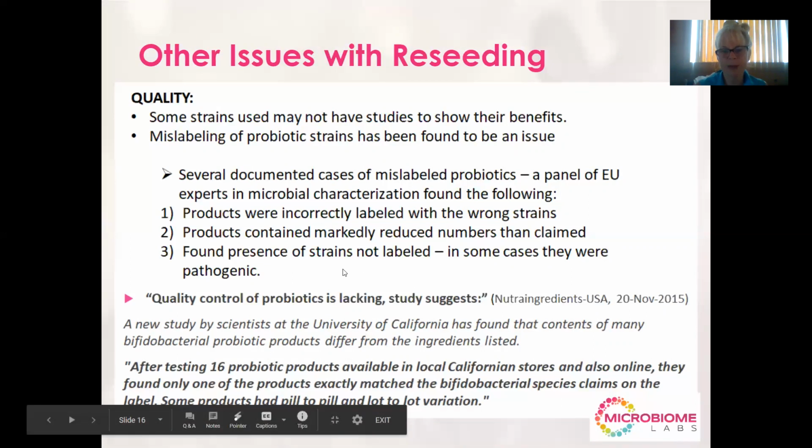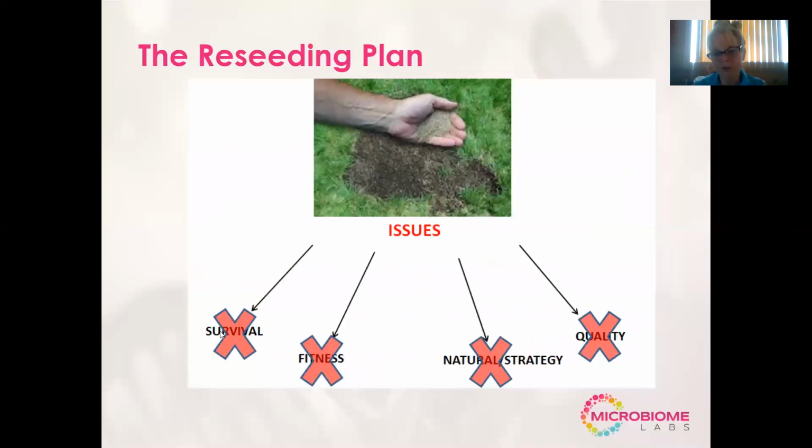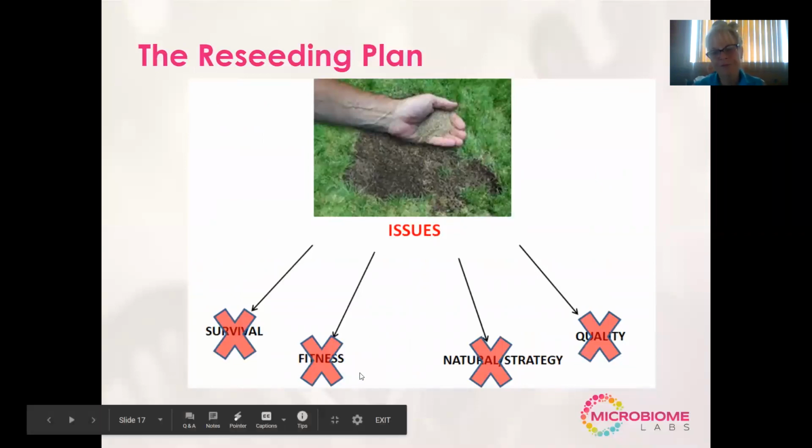And of 16 probiotic products available in local California stores and also online, they found only one of the products exactly matched the bifido species claim on the label. Some products had pill-to-pill and lot-to-lot variation. So there's a problem within the industry itself. So the reseeding plan of using non-spore probiotics failed at the survival, at the fitness, at the natural strategies, and at the quality.